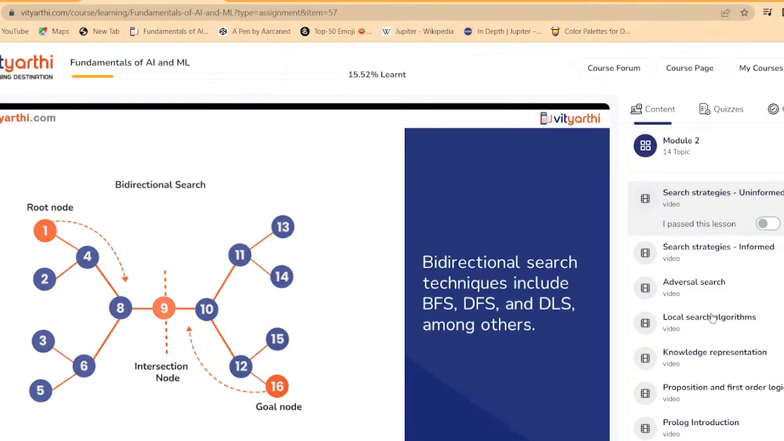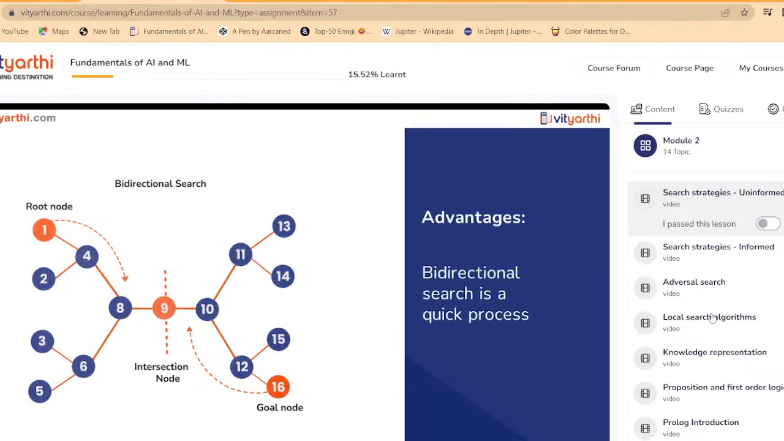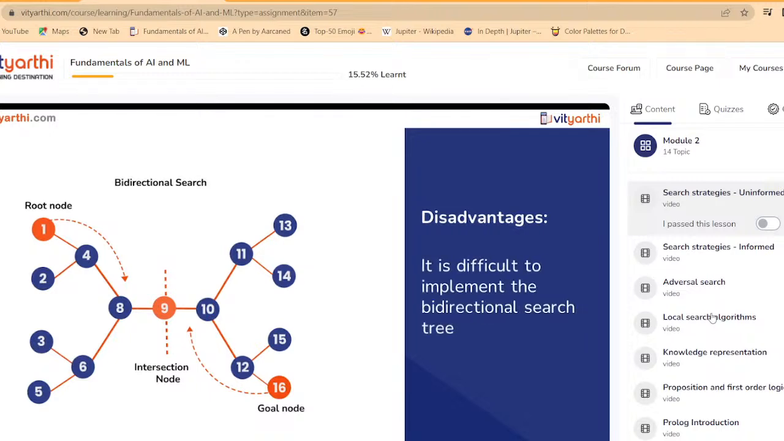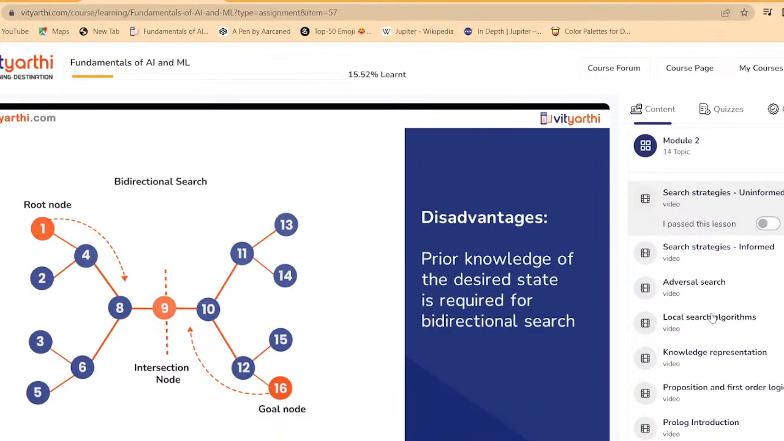Bidirectional search techniques include BFS, DFS and DLS among others. The major advantages of this method are a quick process and less memory usage. The disadvantages of this algorithm are that it is difficult to implement the bidirectional search tree and prior knowledge of the desired state is required for the bidirectional search.